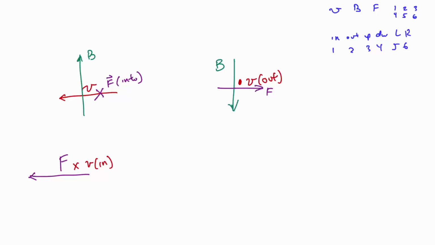Now we're looking for field, right? So what do we do with our thumb? We put our thumb into the screen, right? And then the other thing we know is the force. And which way should the force be pointed? Should be pointed left, which leaves my fingers pointing which way? Down. So the magnetic field is down. Oops, green color.